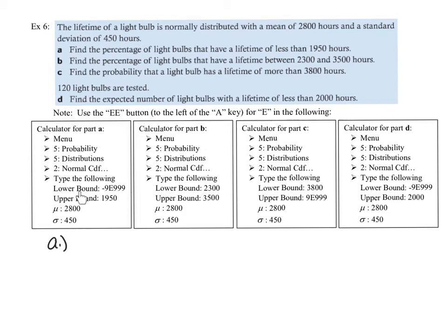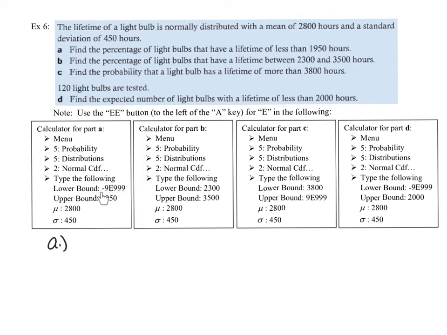So the first thing we're going to type in is a lower bound. Now remember what we're finding. We're finding the percentage of light bulbs that have a lifetime of less than 1,950 hours. So what you're going to type in here is actually the calculator version of scientific notation or standard form. It's a calculator way of typing in a very, very small number.